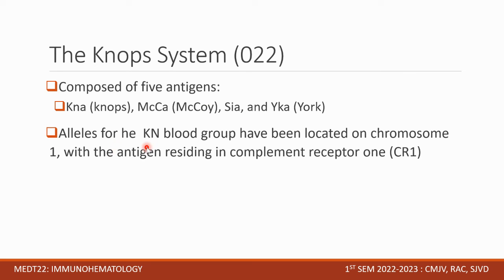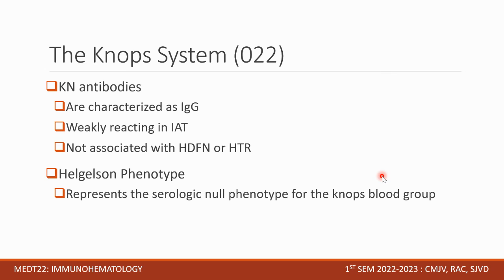Alleles for the KN blood group have been located on chromosome 1 with the antigen residing in the complement receptor 1 or the CR1. KN antibodies are IgG and weakly reacting in IAT, not associated with HDFN or HTR. We have what we call the Helgeson phenotype, which represents the serologic null phenotype for the KN blood group.